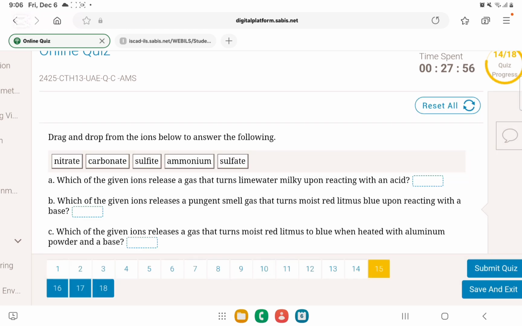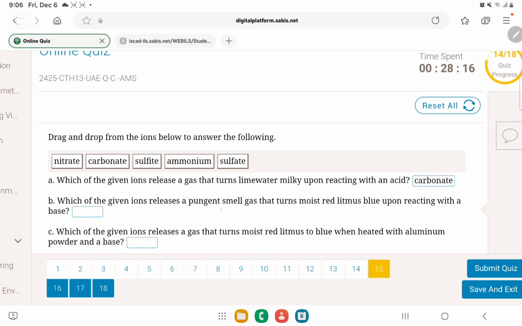Which given ions release a gas that turns lime water milky? Whenever you see lime water milky, it's carbon dioxide. And what reaction releases carbon dioxide? CO3 2- and acid. So carbonate.